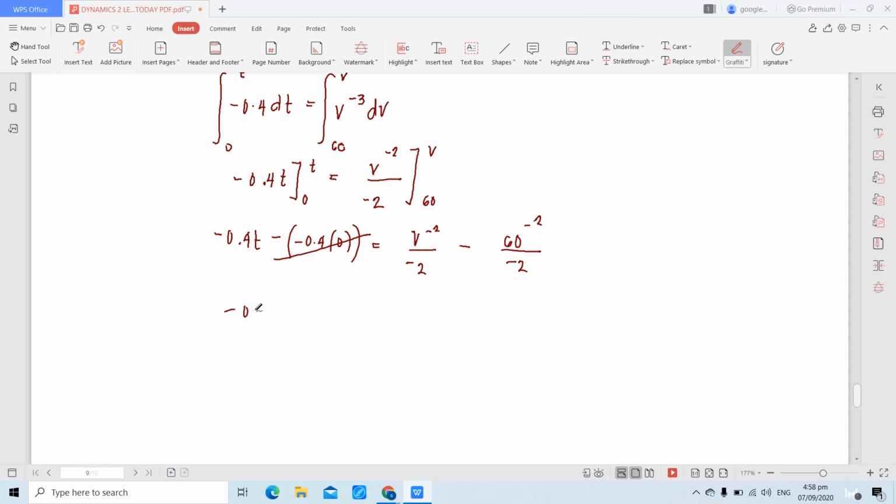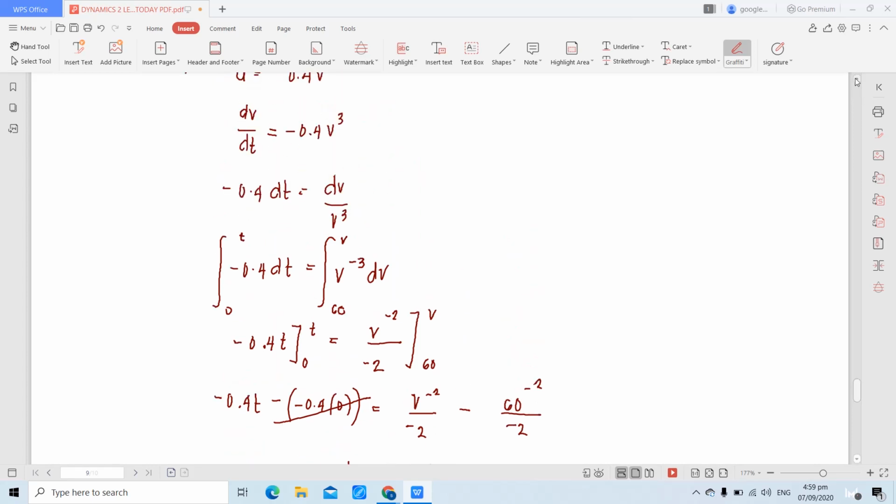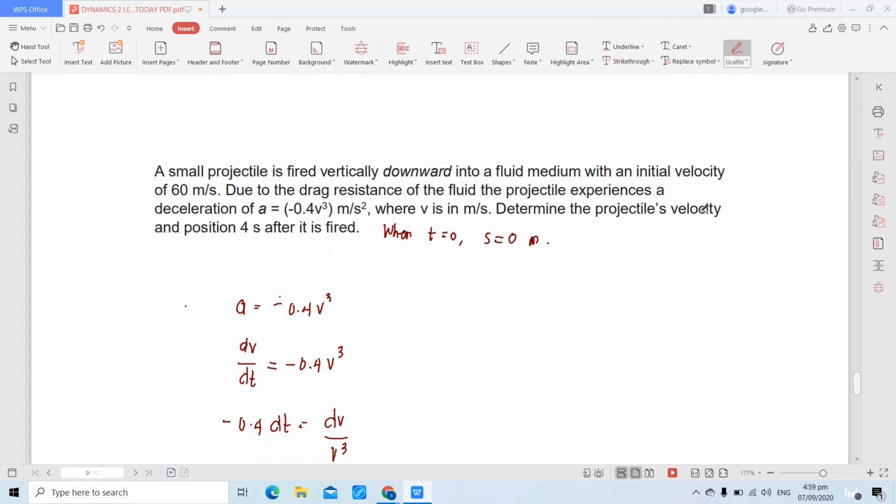This will become negative 0.4 t equivalent to, ito ay magiging negative 1 over 2v squared. Tama? This one naman, negative yon, magiging plus, and then 1 over 2 times 60 squared. Gets po? Anong kailangan natin? Balikan natin yung problem. Determine the projectile's velocity and position after it is fired, 4 seconds after it is fired.